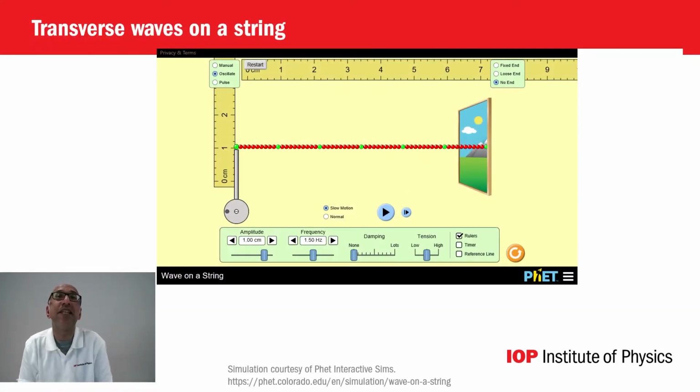So the following simulation is available online and has been produced by the PhET team at the University of Colorado. To produce a continuous wave I've clicked on Oscillate on the top left. I've clicked on No End on the top right. I've set the damping to 0, and the tension is halfway between high and low. So let's get the wave to move across the screen.